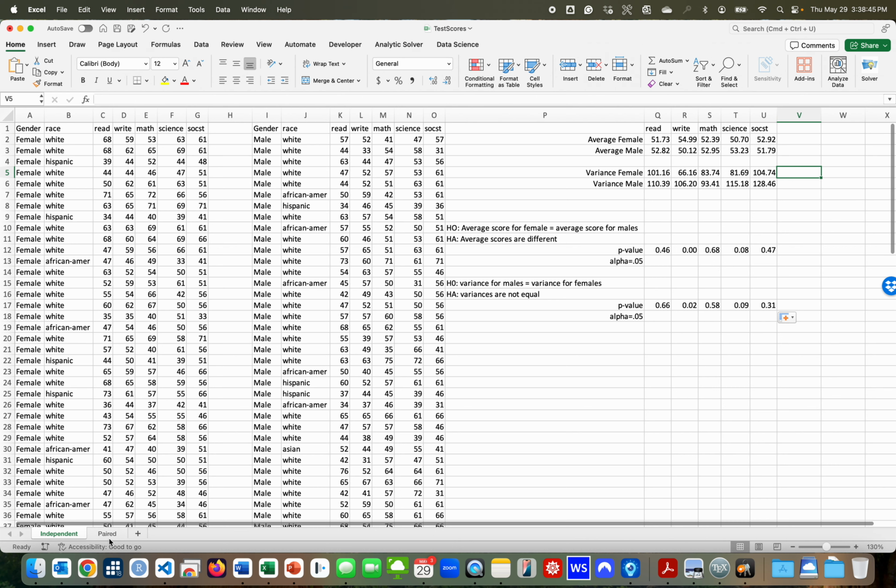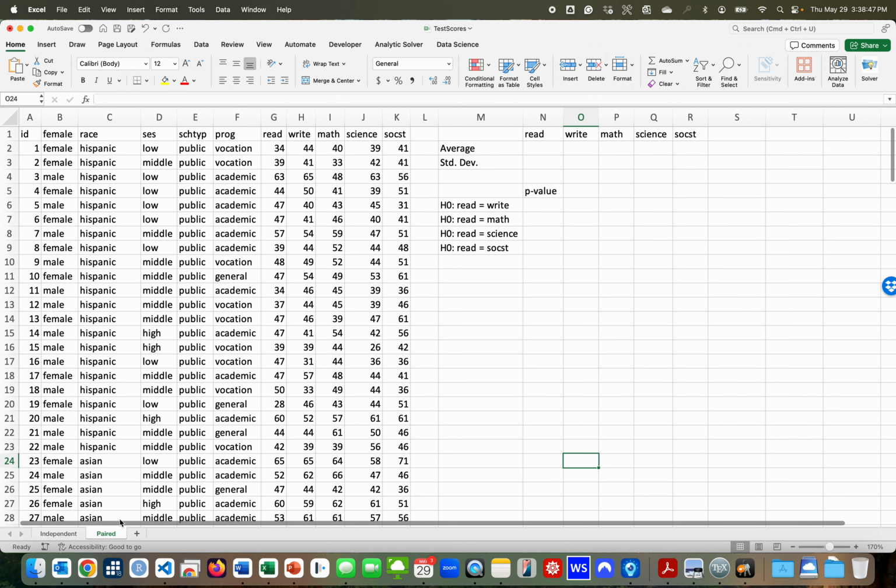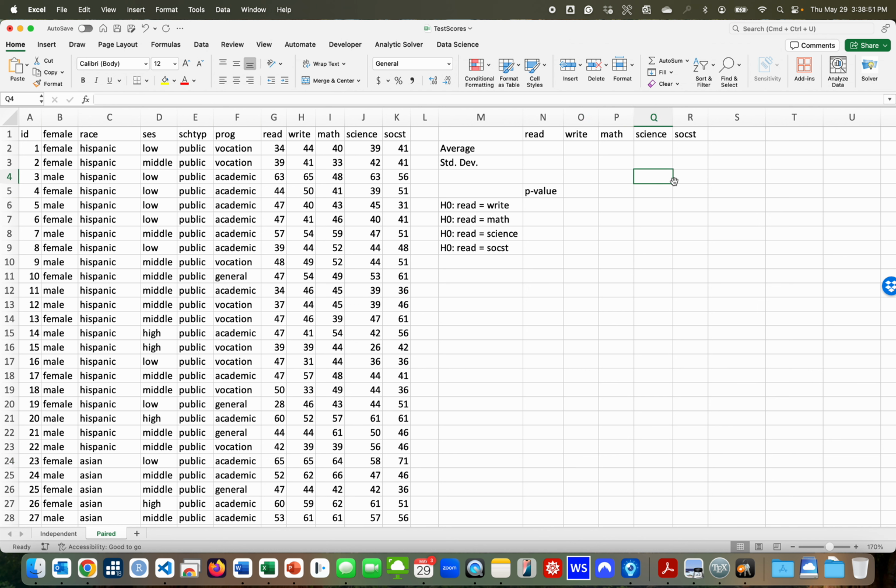On this next tab down here at the bottom, paired, this is where we can do a paired sample t-test. So what we're thinking about with a paired sample t-test is we're going to compare reading, writing, math, science, and social studies scores for the same individual.